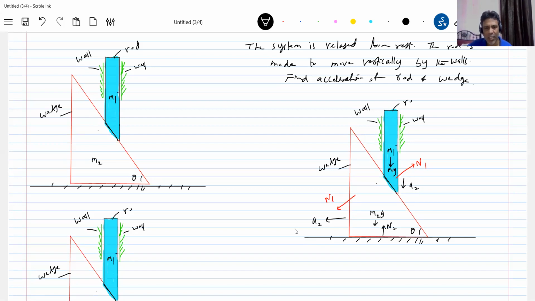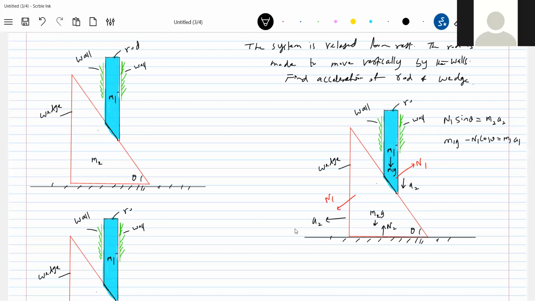Okay, let's write the equations of motion. First, for the wedge, N1 sine theta equals M2 A2. For the rod, M1 G minus N1 cos theta equals M1 A1. How many unknowns are there? N1, A2, A1. We need one more equation. What is the only possible equation?